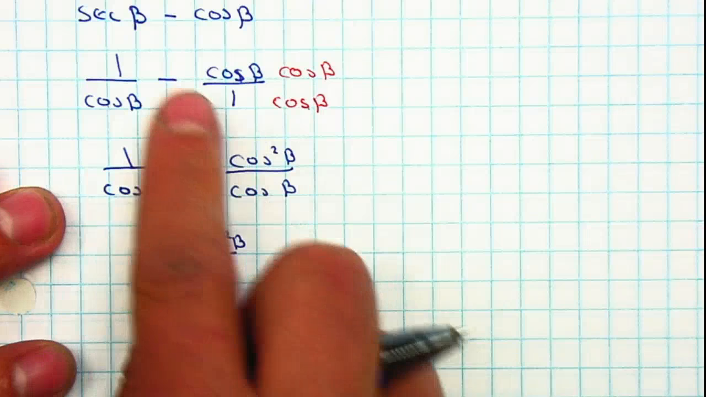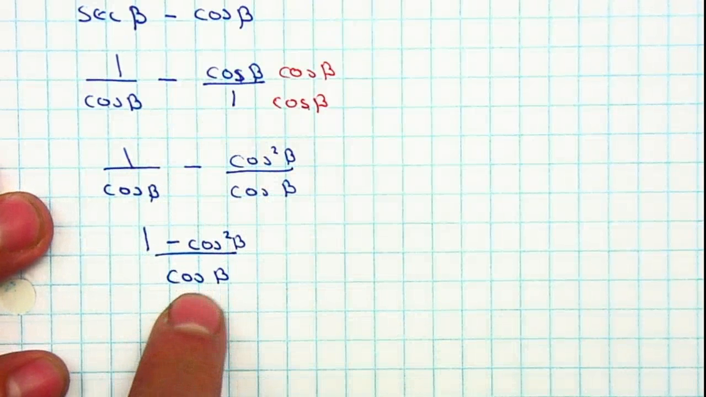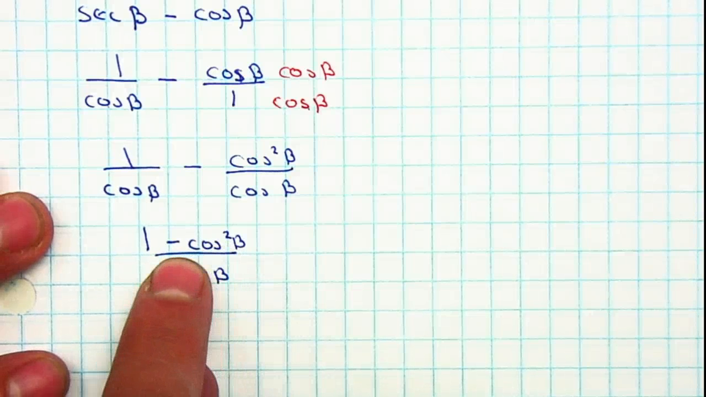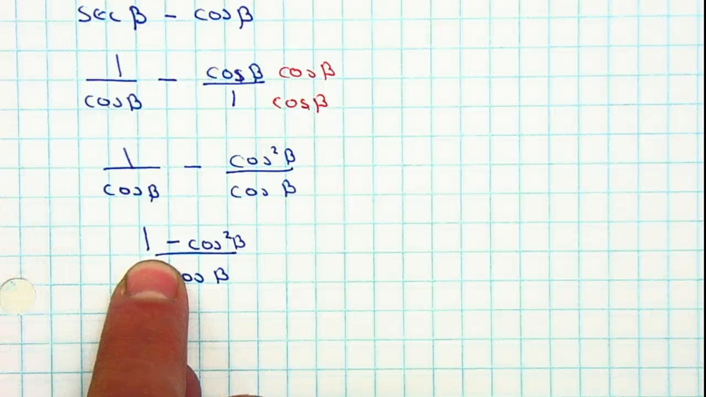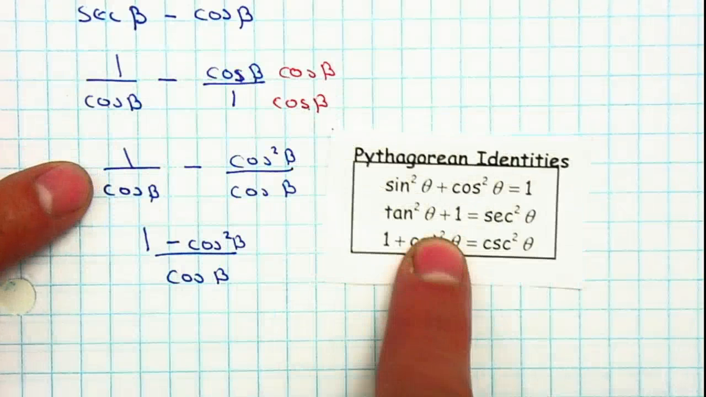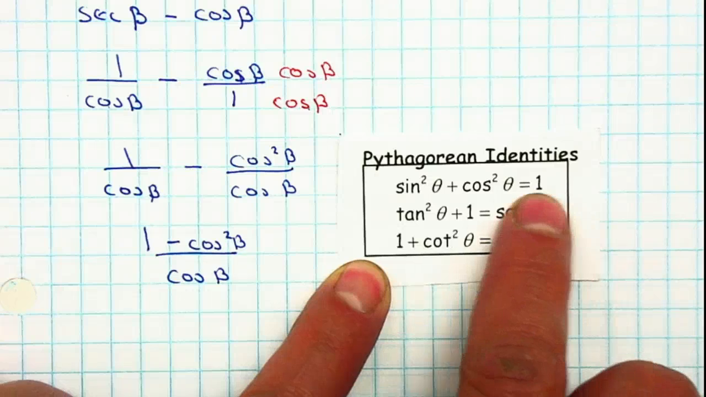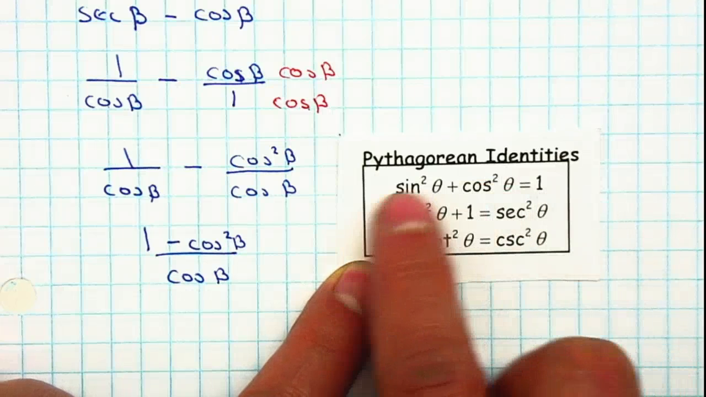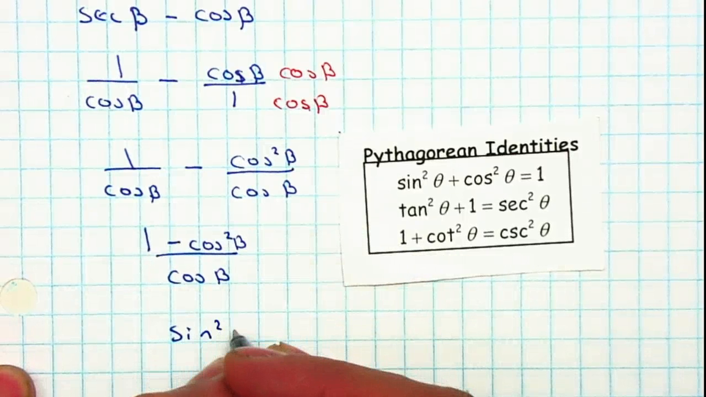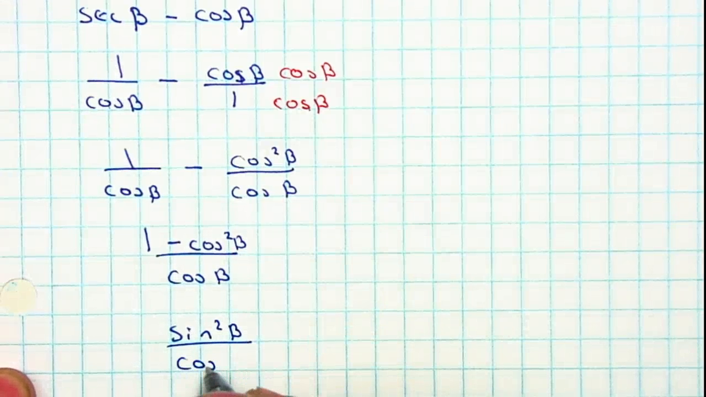Now that we performed our operation and we simplify, they don't want us to have a denominator. We need to recognize that 1 minus cosine beta squared is equivalent to sine squared, and we're using our identities. If you move your cosine to the right, it will give you 1 minus cosine squared beta, and that's going to be equivalent to sine squared beta over cosine beta.